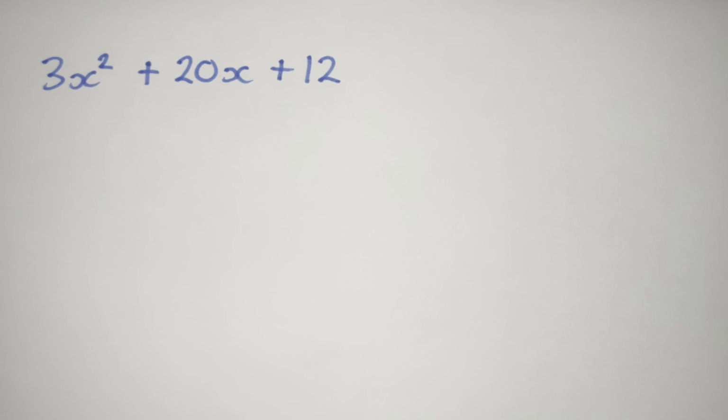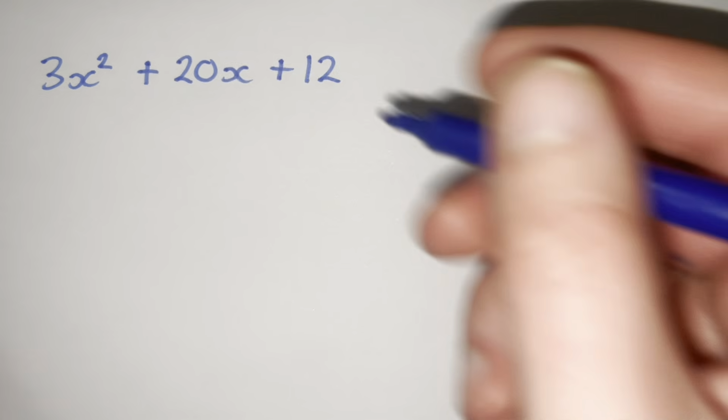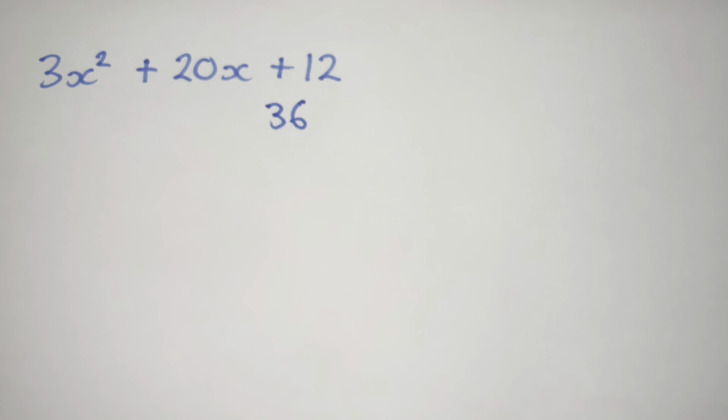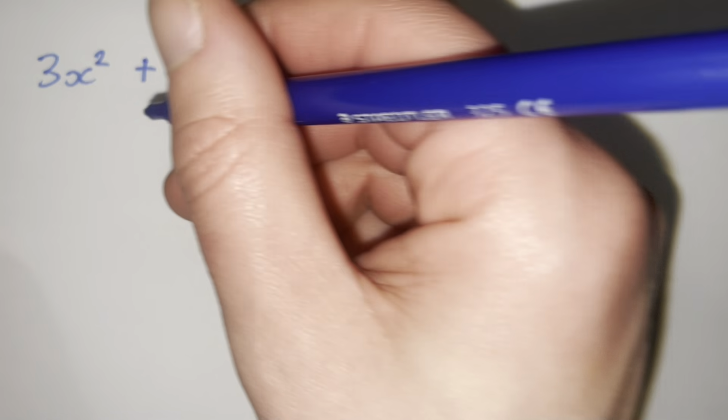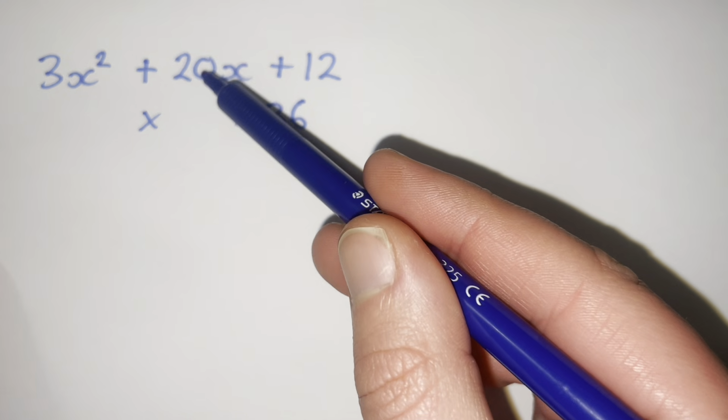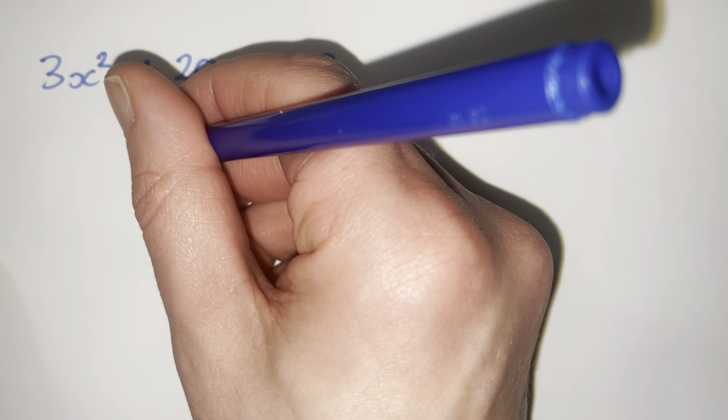The next expression we're going to factorise is 3x squared plus 20x plus 12. So again, we need to start off by multiplying our coefficient of x squared by this number term on the end. 3 times 12 gives us 36. We then need to find a pair of numbers that multiply together to make this 36 and add together to make our coefficient of x, which is 20.